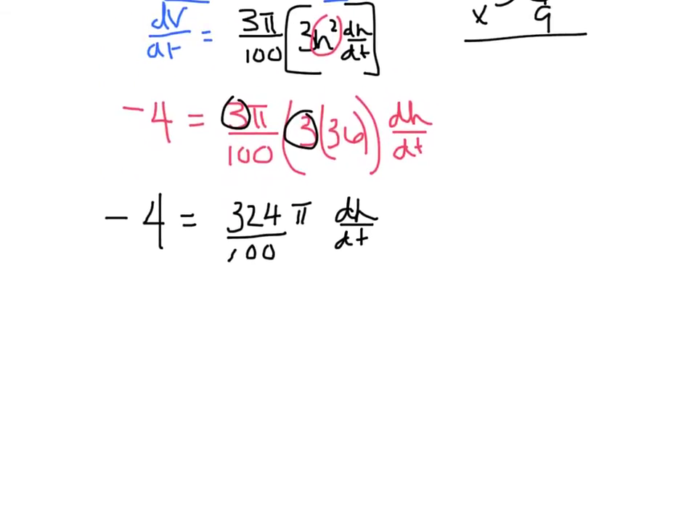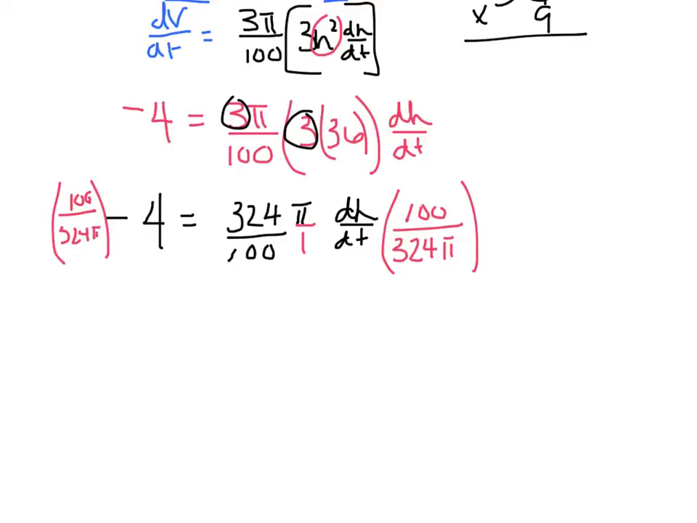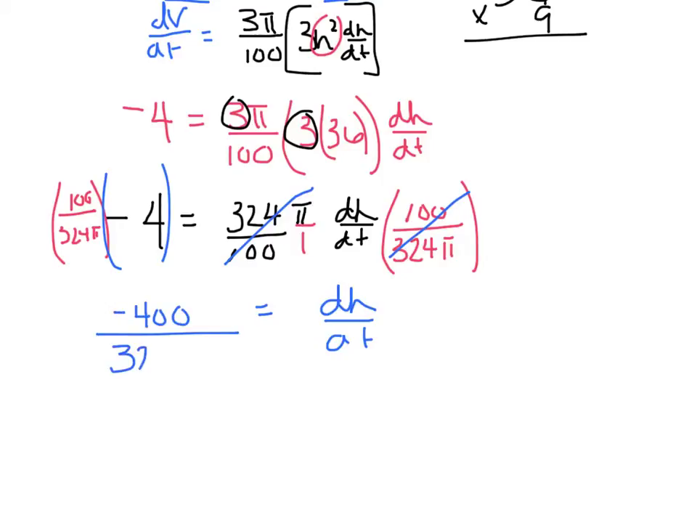And then, of course, I'm just going to multiply by the reciprocal to kill it. Remember, that's pi over 1, so I'm multiplying by 100 over 324 pi to both sides. And as I clean that up, those of course cancel, and I get dh dt equals, it's that times -4. So I'm going to say that's -400 over 324 pi.